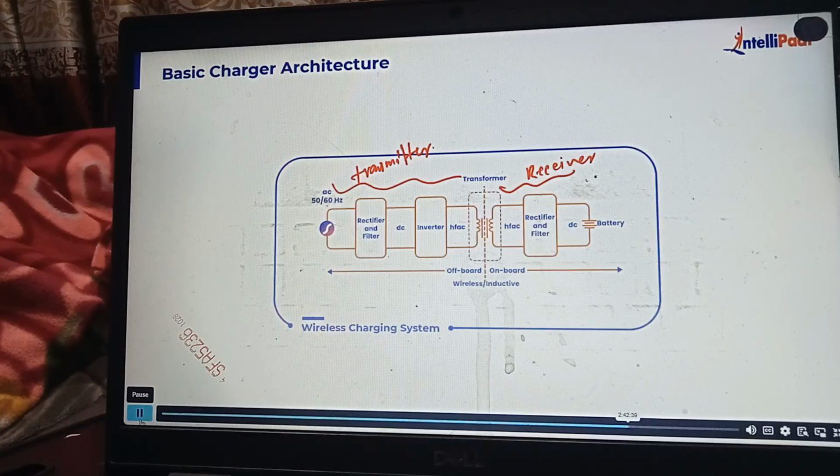This is the receiver side. So the receiver side is installed in the vehicle.